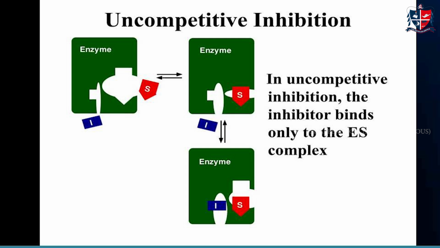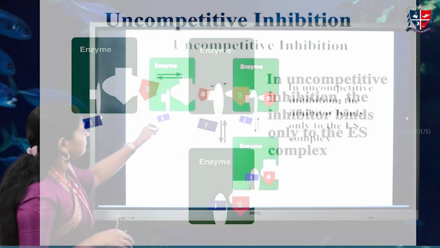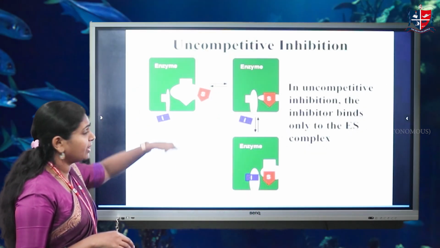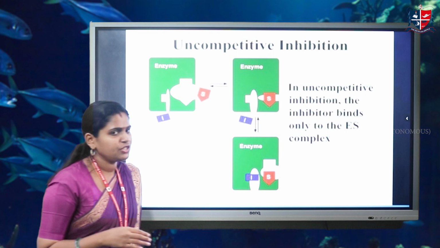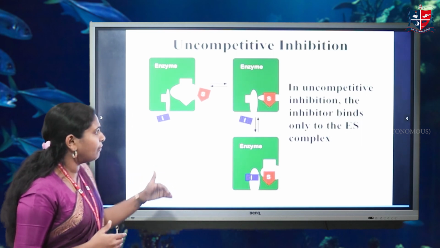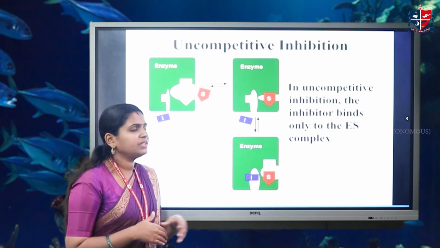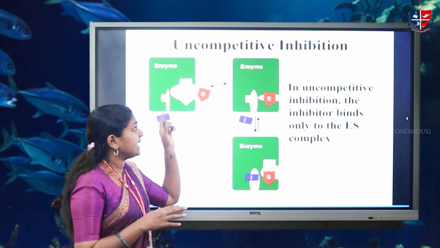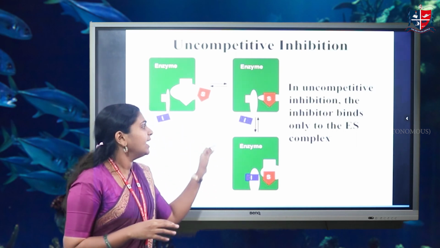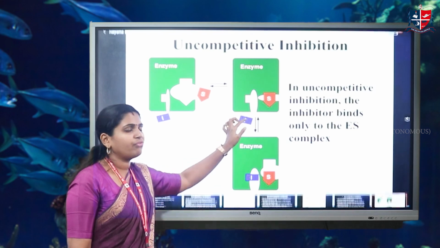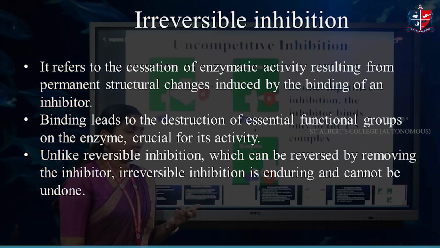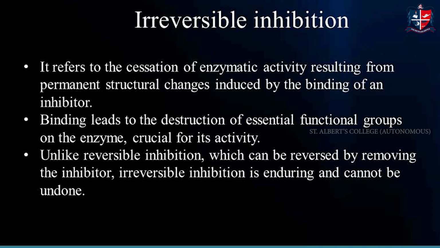Now we are moving toward the reaction. Here the first one represents the enzyme and substrate. In uncompetitive inhibition, the enzyme binds with the substrate to form the enzyme substrate complex. After that, the inhibitor binds with that particular complex. That is, the inhibitor will bind with the allosteric site of the enzyme substrate complex, and the reaction is stopped there.